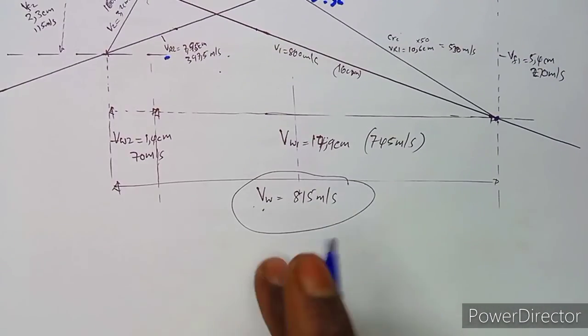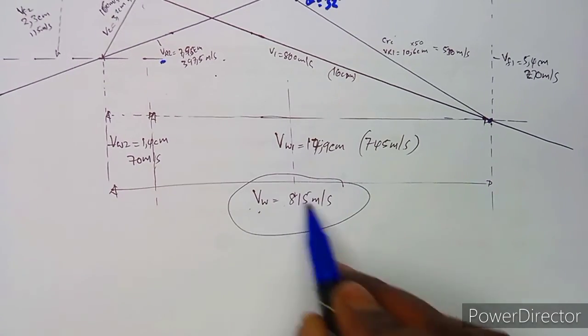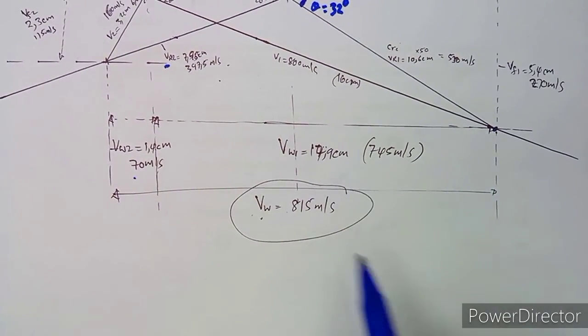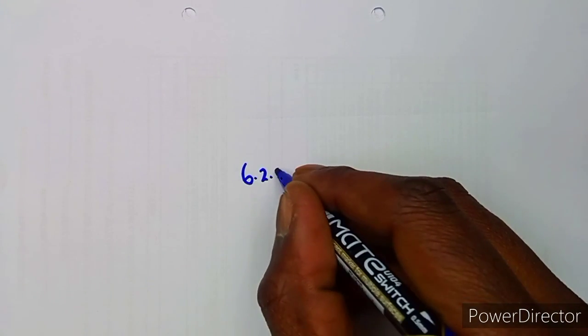Okay, then the power in kilowatts, that's the last part. So remember, power is taken from what? From the total velocity. Between these two velocities, you add these two, we obtain 815 meters per second. That's where you can have your power. So that's 6.23.